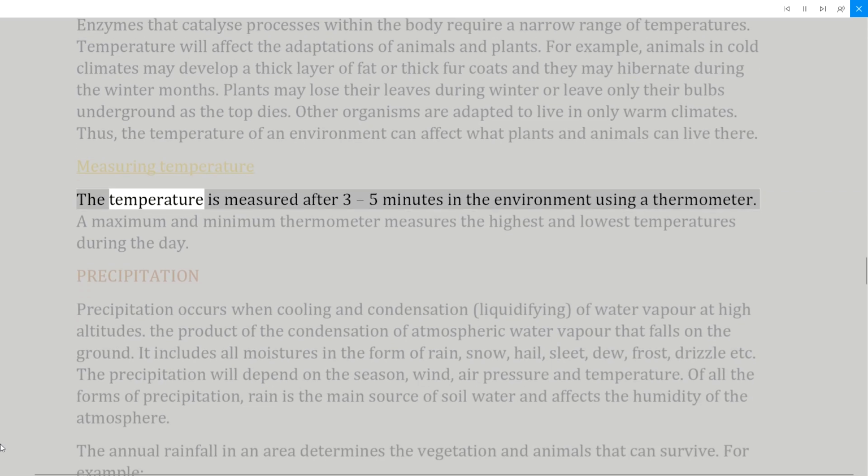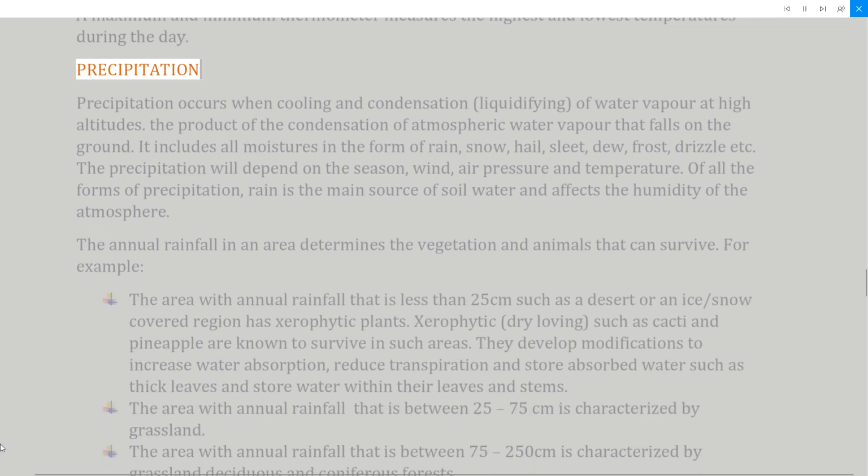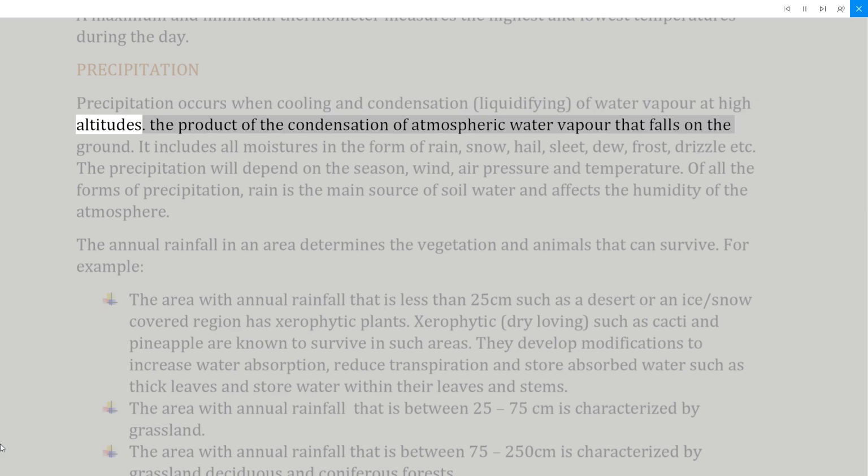Measuring temperature: the temperature is measured after 3 to 5 minutes in the environment using a thermometer. A maximum and minimum thermometer measures the highest and lowest temperatures during the day. Precipitation: precipitation occurs when there is cooling and condensation, liquefying, of water vapor at high altitudes.